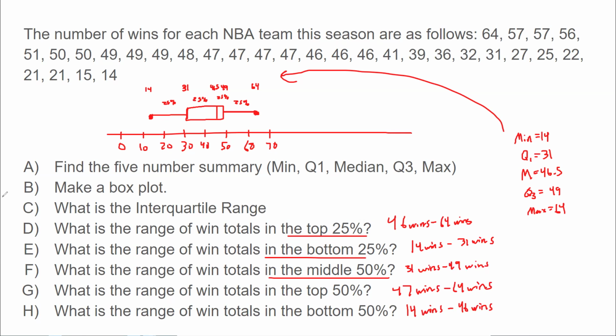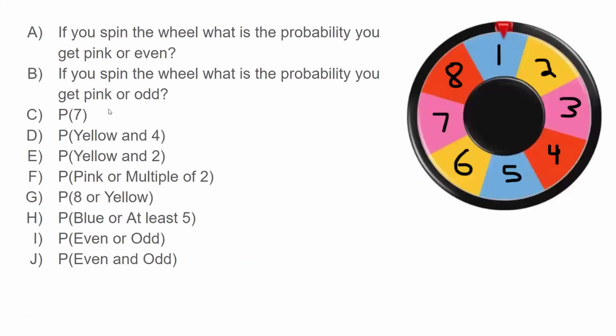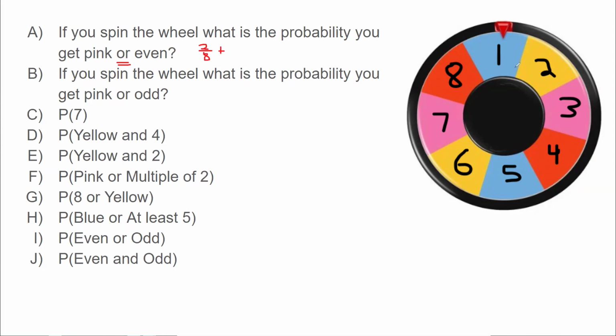All right, and that's the box plot. Okay, next one. If you spin the wheel, what is the probability you get pink or even? So or means we're adding. So pink is 2 out of 8. Plus even: 2, 4, 6, and 8. That's 4 out of 8. Okay, and then we have to think about, is there overlap, right? Can it be both pink and even? And since the pink are both odd, the answer to that is no. So we're not going to subtract anything. It's just 2 8ths plus 4 8ths. The probability of pink plus the probability of even is 6 out of 8, which is 3/4.